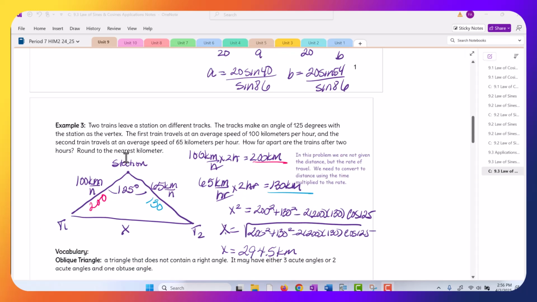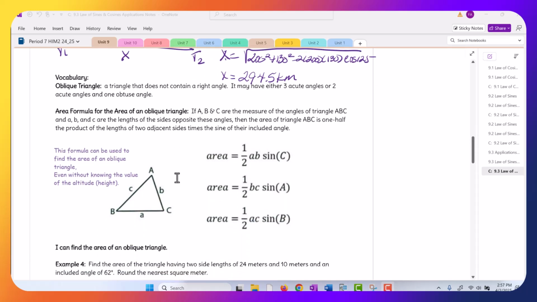Number 3 also requires us to draw a picture. And I've got the vertex of my triangle at the station, the tracks going either direction, like opposite directions. And instead of giving us a distance, they're giving us a rate at which the two trains are traveling, which means we have to take that rate times the length of travel to get the distance the two trains are after 2 hours. And this is a law of cosines problem because I do not have any angle opposite side match.